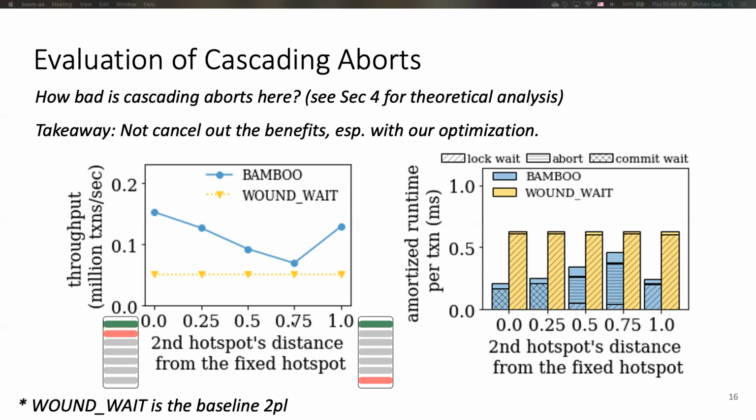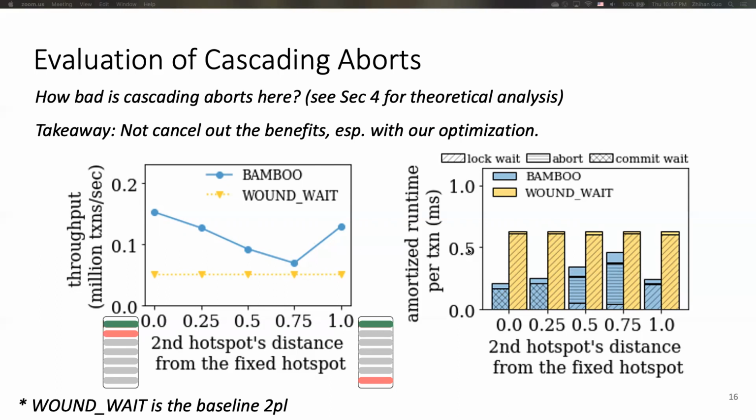And moving along the axis, we move the second hotspot gradually from the beginning to the end of the transaction. And in the process, the chances of aborts due to deadlocks increase as well. And as you can see in the runtime analysis, Baseline Wait-die spends most of its time waiting for locks, while Bamboo spends little time waiting for locks, but it spends an increasing amount of time on aborts as the distance between two hotspots increases.